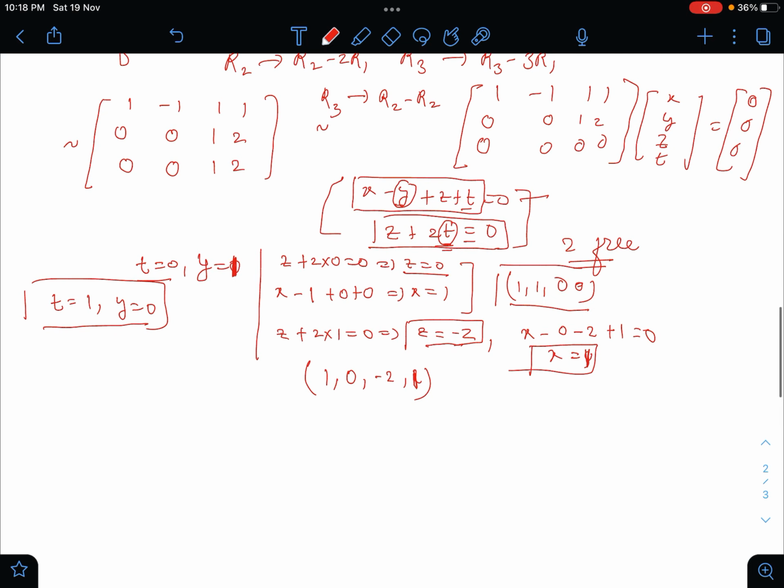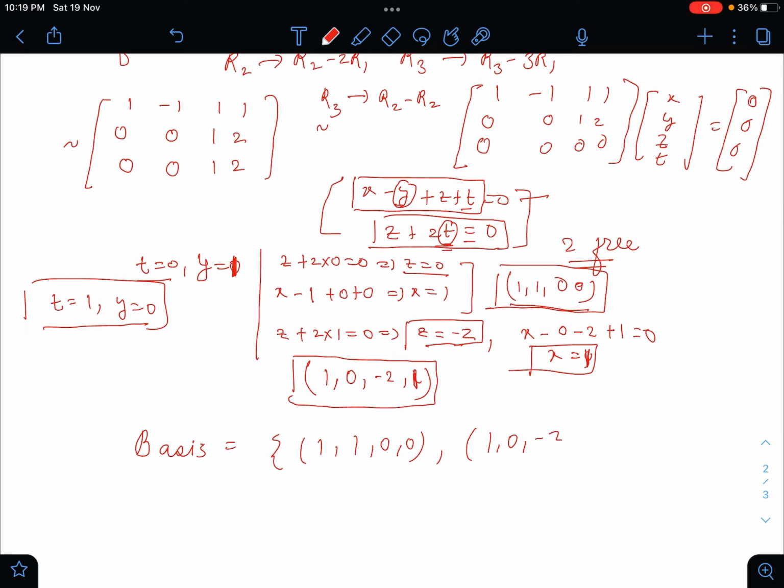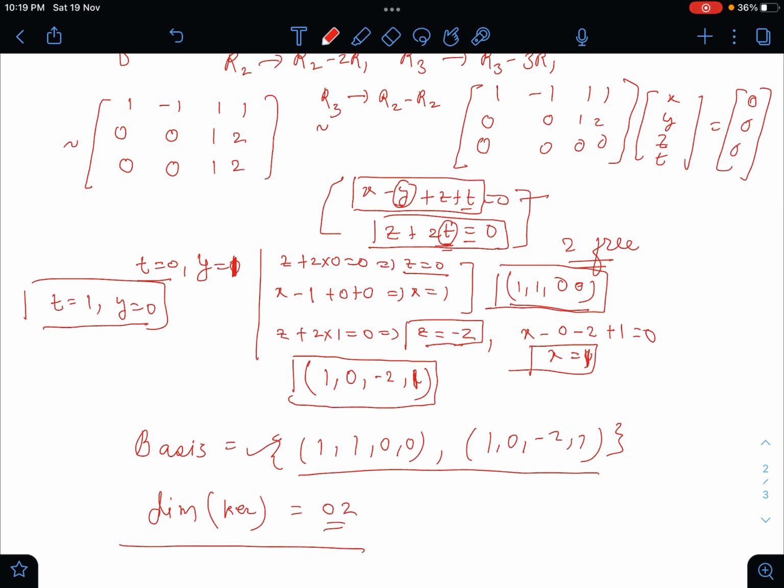We get these two vectors as solution of this equation, and these two vectors are linearly independent. So this will form the basis of the kernel. So the basis is (1, 1, 0, 0) and (1, 0, -2, 1). So this is the basis of the kernel, and the dimension of the kernel is equal to 2, that is the number of elements in the basis. So this is the solution of the first B question, guys.